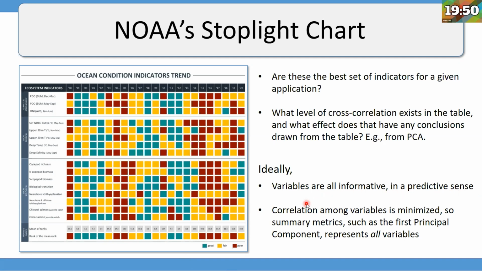And then again, ideally, we would have correlation among these variables minimized so that when we summarize the data, we know that summary metric is representing all of the indicators, if not equally, at least robustly. We don't want it to just look like the two or three things in the table that are highly correlated with each other.